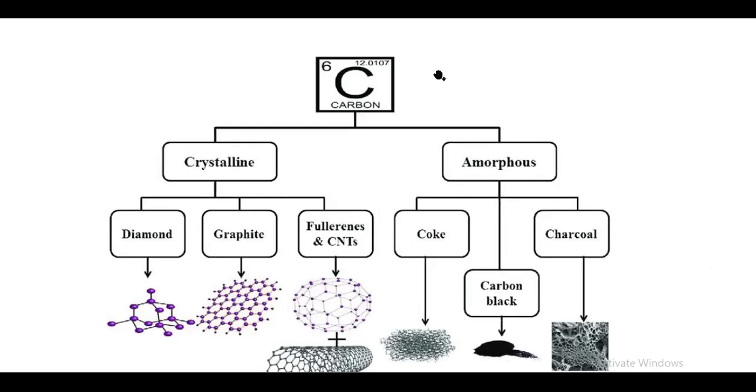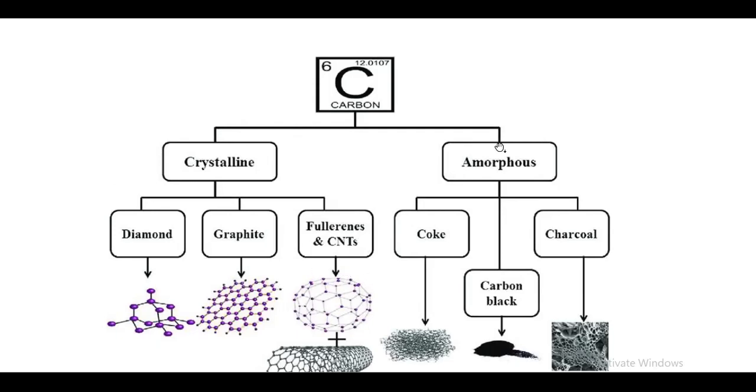From the carbon atom, two branches go: the crystalline form and the amorphous form. We studied in 9th and 10th, and also in 11th and 12th standard, what crystalline and amorphous are. Crystalline consists of symmetry and many other things, but we are not going into that; for remembrance we just need to know a little about it. Crystalline consists of three parts: diamond, graphite, and fullerene and CNTs.